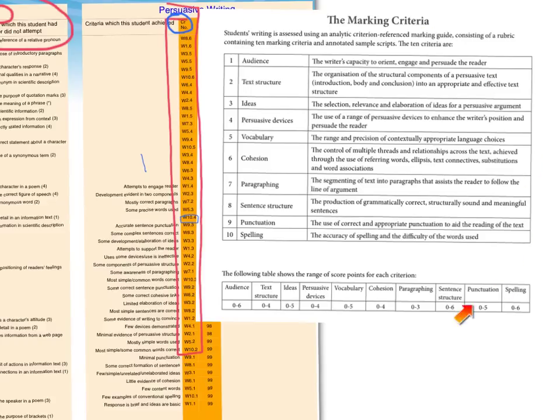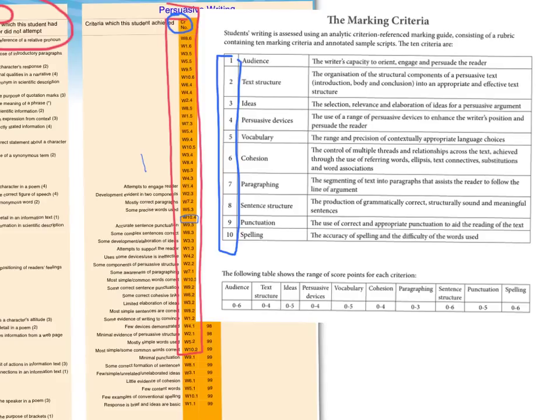So this is the marking criteria that was used to determine how well you actually achieved the criteria for the persuasive writing task in this year's NAPLAN test. And these are the numbers of the criteria here, and they correspond to these numbers on your actual results page. So for example, writing criteria number 1 is audience. How well did you engage and persuade the reader? How well did you target your writing to the intended audience?